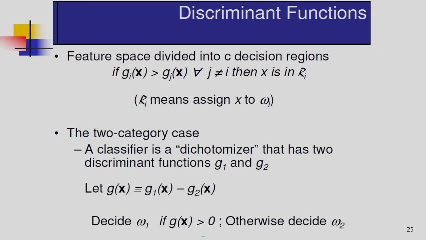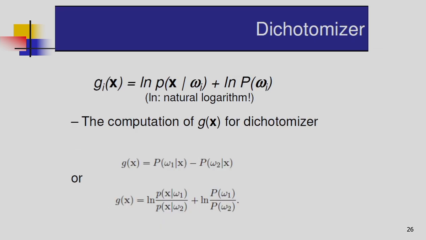Now the feature space is divided into C decision regions. So, I have C number of decision regions R1, R2, R3, up to RC, and the decision rule is: if g_i(x) is greater than g_j(x) for i not equal to j, then the feature vector x will be in the region Ri. Ri means x should be assigned to the class omega i. For the two class case, the same principle we can extend, and the classifier is called a dichotomizer that has two discriminant functions, one is g1, another one is g2. So, g(x) we can write like this and decide omega 1 if g(x) is greater than 0, otherwise we have to consider omega 2.